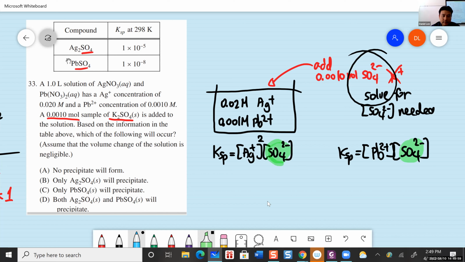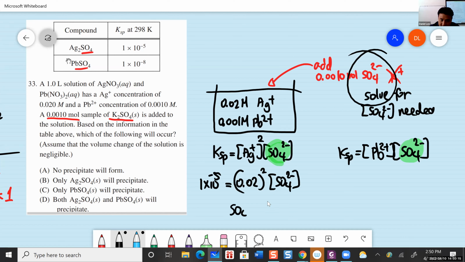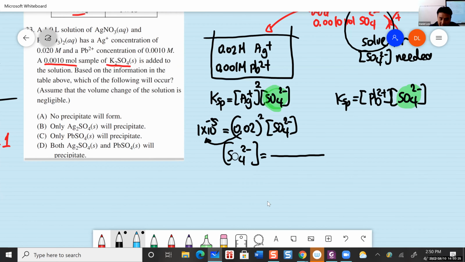Compare them. If I plug in the first one, 1 × 10⁻⁵, Ag is 0.02 squared, and I'm solving for sulfate, SO4 2 minus. Now, you can do this without a calculator. In this case, I divide by 0.02 squared, that would be 4 × 10⁻⁴, and the top is 1 × 10⁻⁵. So it's 0.25 × 10⁻¹, so 0.025. 1/4 is 0.25, and this is 10⁻¹, so 0.025.